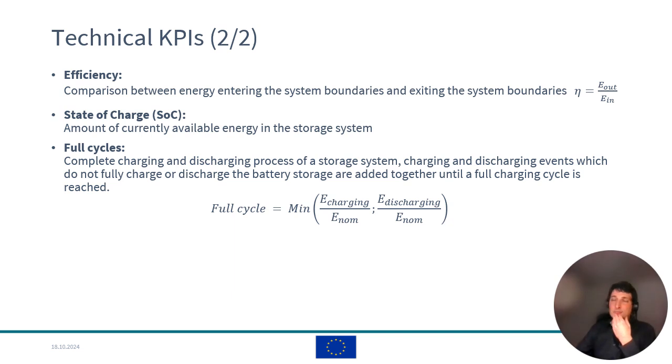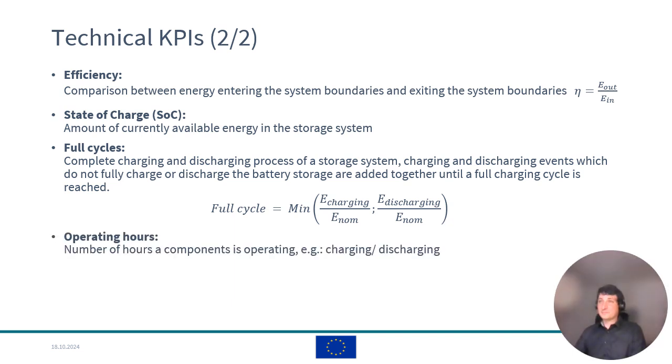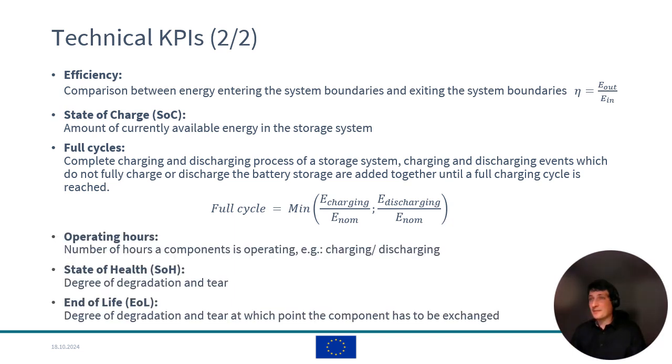Full cycles. More or less the same thing, because for a battery it's quite clear, full cycles, right? When you go from 0 to 100 and back again, this would be a full cycle. For the heat storage system, not so straightforward again, right? Operating hours is more or less clear, I would say.